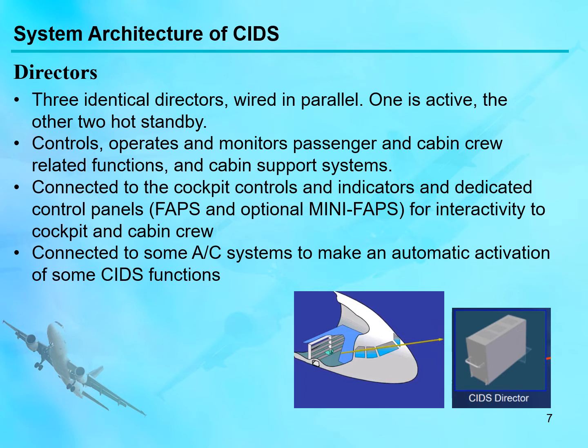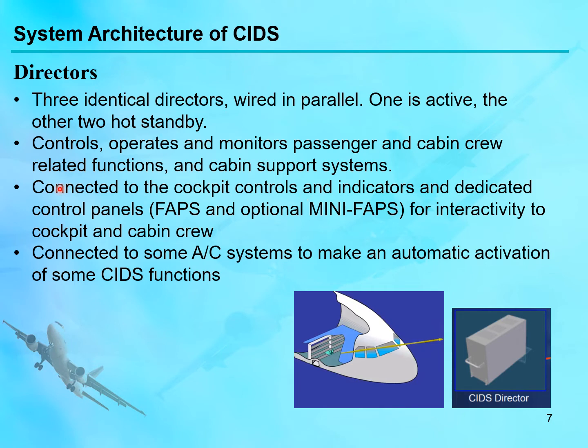So what does it do? This director controls, operates and monitors the passengers and cabin crew related functions, and the cabin support system, as mentioned before. So this is the main brain of the CIDS.